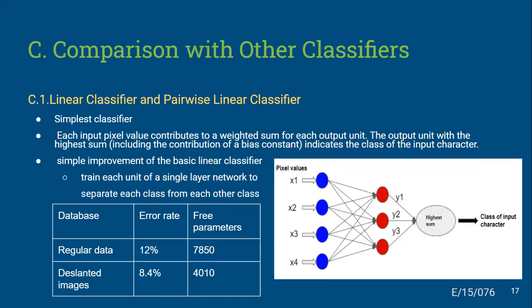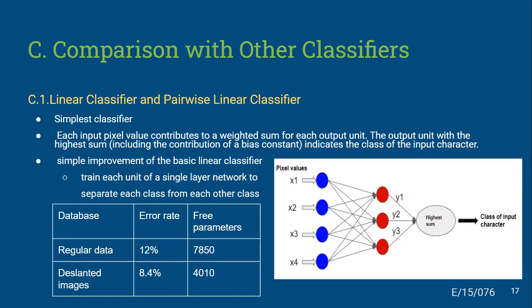Many various classifiers were trained and tested on the same database for comparison. Since the time is limited, I am not going into more detail on each classifier here. I am only mentioning the error rates for the comparison, and at last I will present the comparison chart of all classifiers. The linear classifier is a simple classifier and it gave a 12% error rate on regular data and 8.4% on deslanted data.